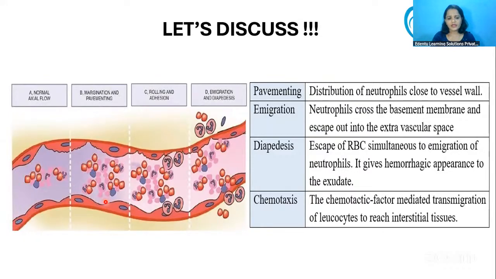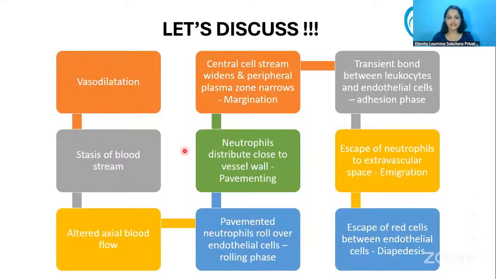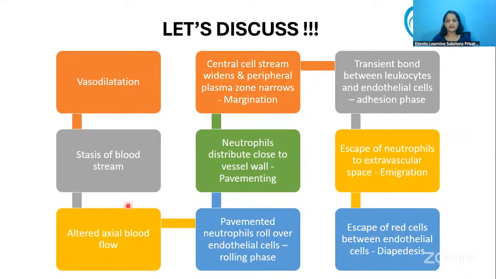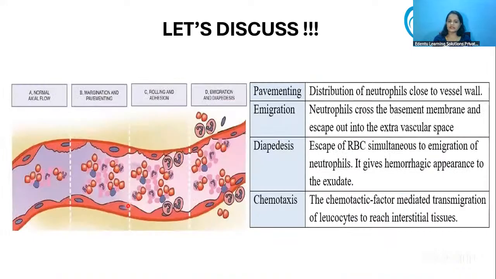Now the neutrophils get distributed close to these endothelial cells. So this neutrophil starts getting close to these endothelial cells. That is called pavementing. First the neutrophils start getting distributed close to the vessel walls, and then a bond is created between the neutrophils and the endothelial cells, which is called the adhesion phase. So the rolling and the adhesion phase.